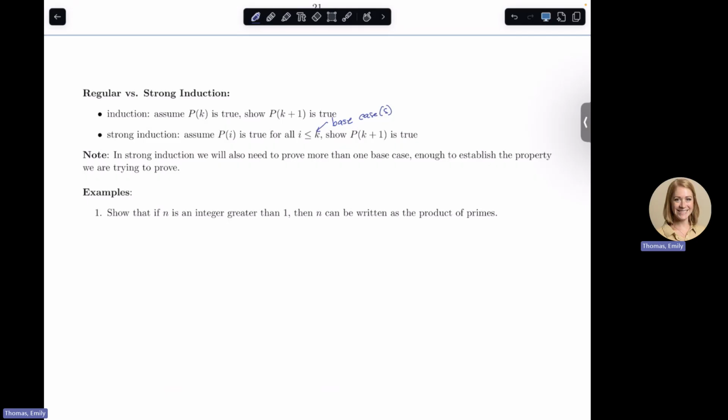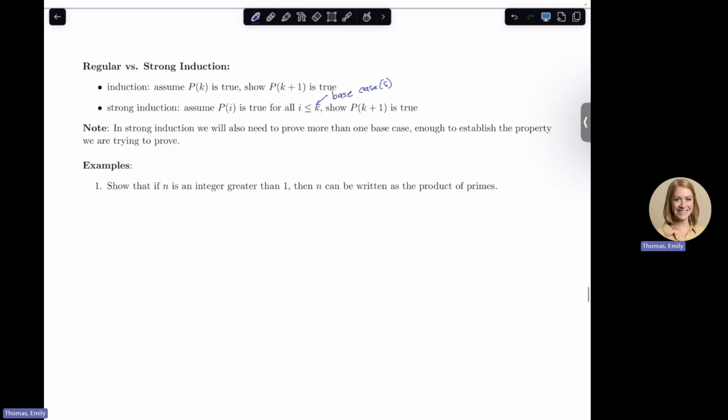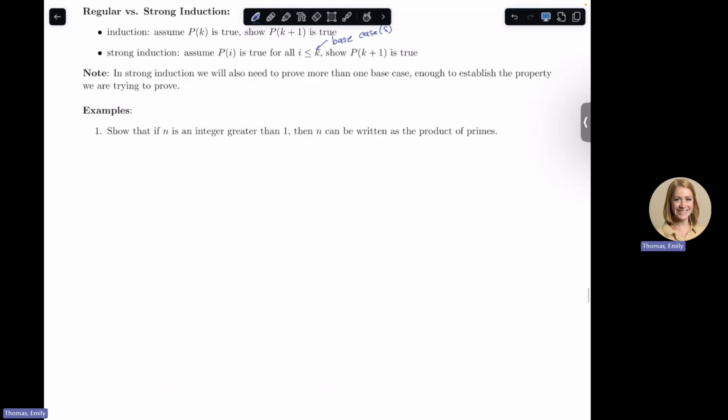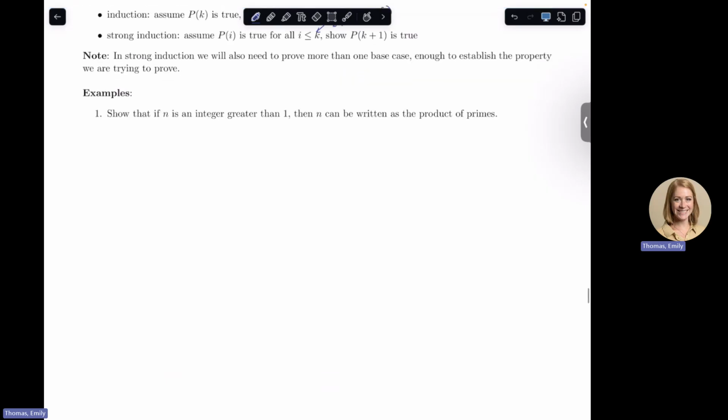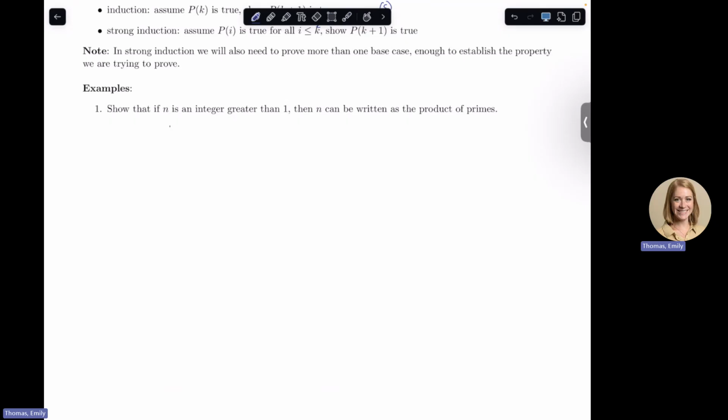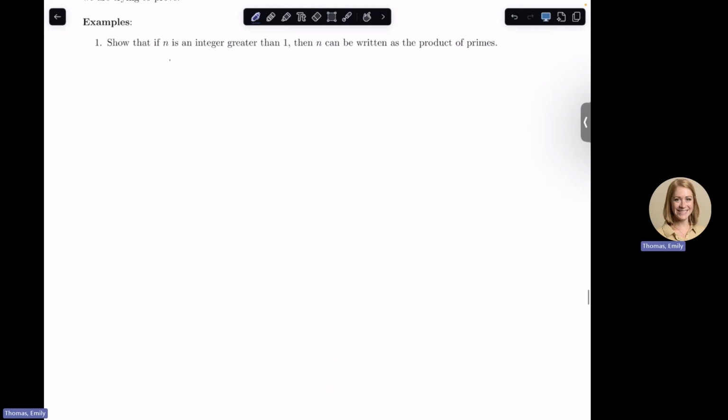So if n is an integer greater than 1, then n can be written as a product of primes. We're going to just jump in. I'll leave space for, will I? Should we do scratch work? Tonight I'm asking you. No. Yes. Okay.